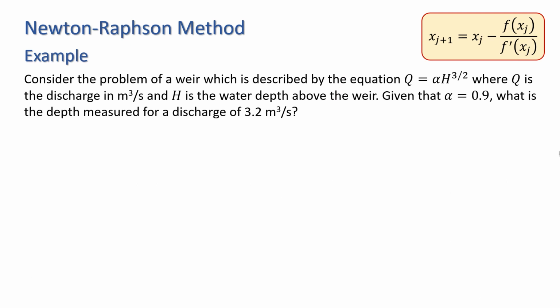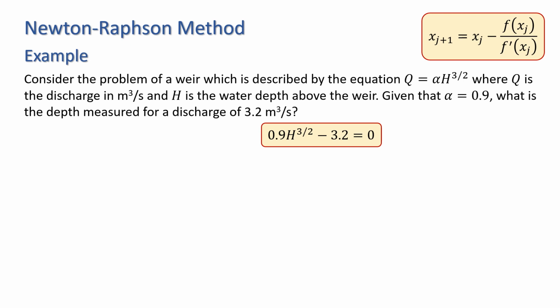Okay, so let's look at an example. Consider a weir described by the equation q equals alpha h to the 3 over 2. We want to find the depth h measured for a discharge q of 3.2 meters cubed per second. Well, the first thing we need to do is generate an equation with 0 on the right-hand side to solve. In this case, discharge is 3.2, thus the equation will be 0.9 h to the 3 over 2 minus 3.2 equals 0.